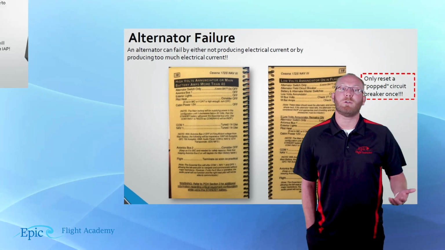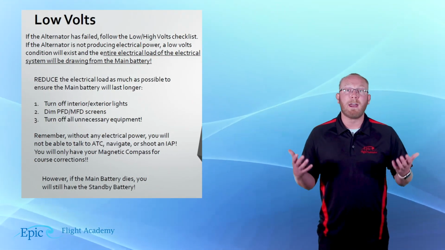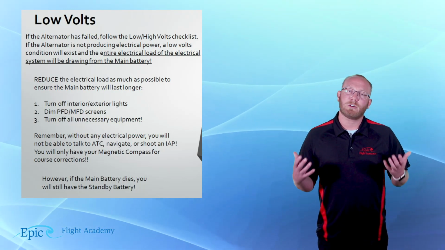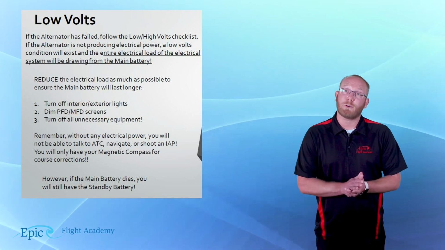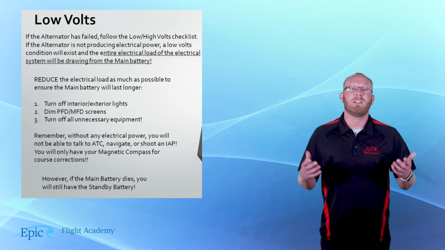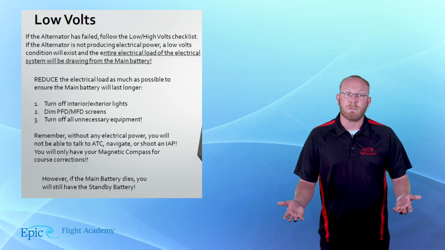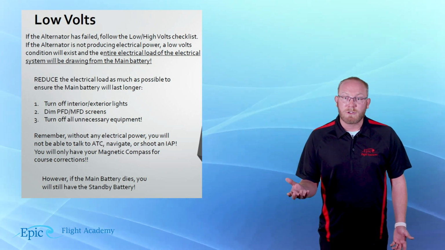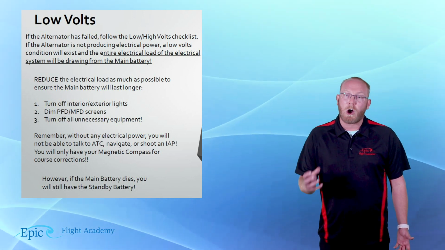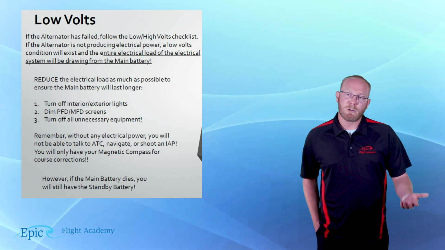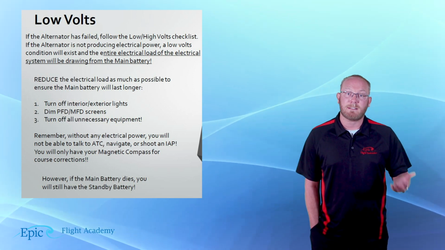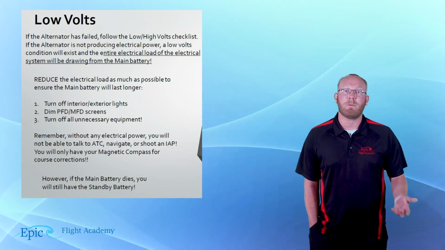Now, if you've gotten all the way through it, the checklist will then tell you that you want to try to conserve your batteries, because at this point, your batteries are all that you have left. There's nothing making electricity. To conserve, turn off some of those exterior or interior lights that you may not need to continue flying. You may want to dim some of the screens in front of you, again trying to relieve some of the load on the battery. In turn, turn off anything you feel is unnecessary.